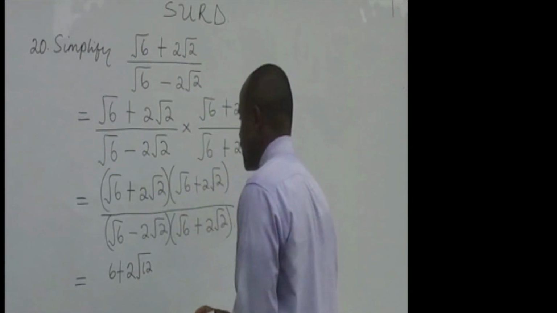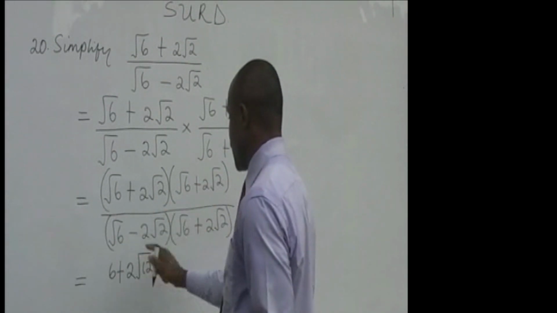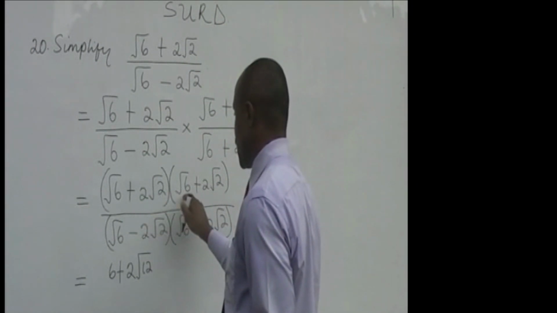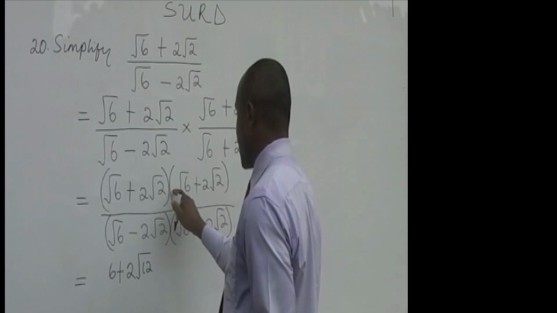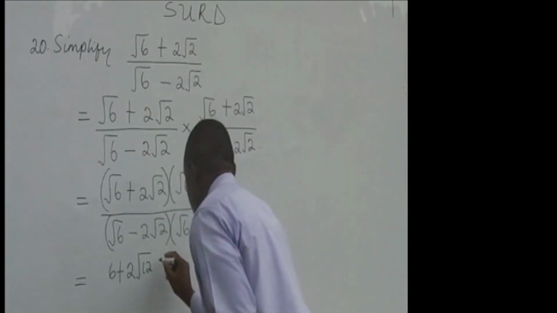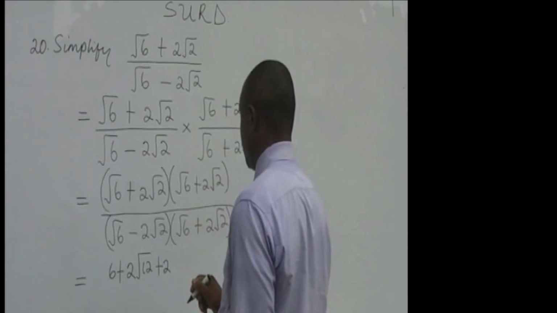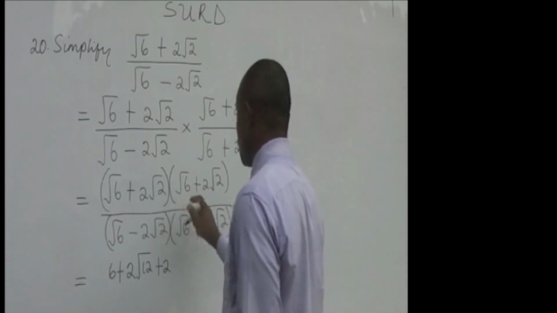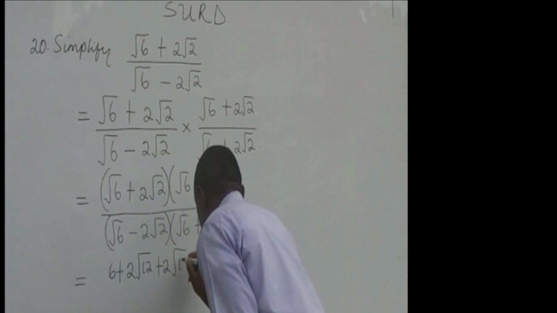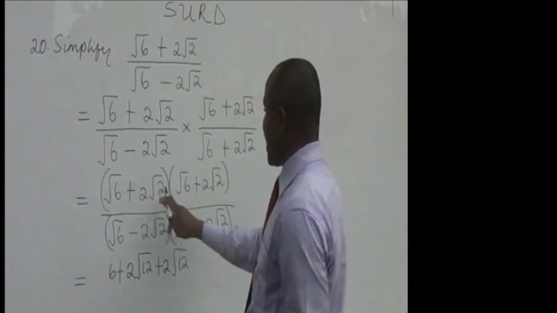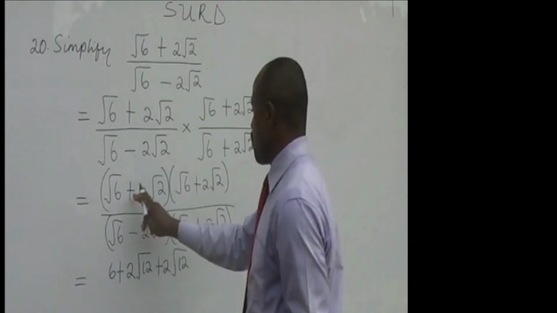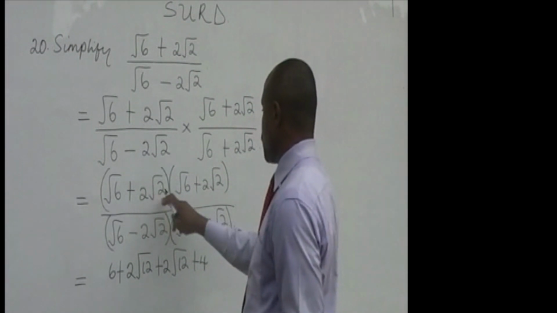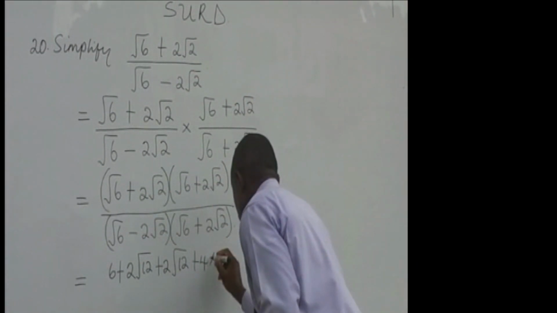Just want us to manage our space. So I multiply the first and the first to get this. First and last to get this. Now multiply last and first. The invisible one that is here times plus 2 will give you plus 2. Now root 2 times root 6 is going to give you root 12. Now multiply the last and the last. Plus 2 times plus 2 will give you plus 4. Then root 2 times root 2 will give you 2.